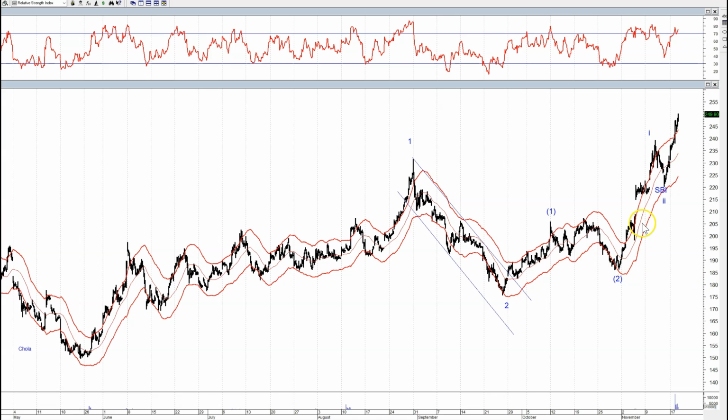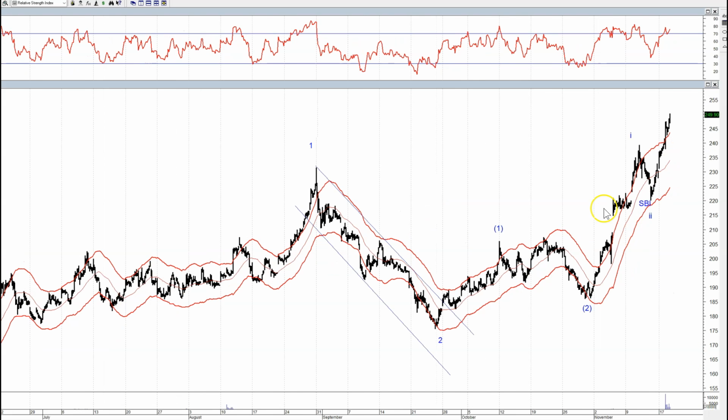And it did start. And if you remember, on the day of the results, it was gapped up. And this was a classical breakaway gap for wave three. And this completed wave one up, and then wave 2 of 3 started to come down. And now we are in wave 3 of 3 to the upside.